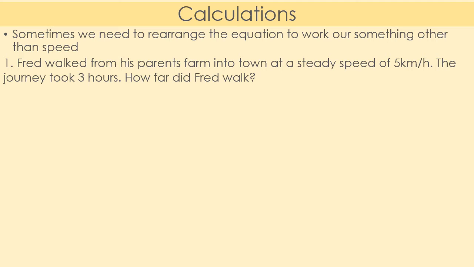Now sometimes we need to work out something other than speed, so we need to rearrange our equation. So let's have a look at this first question here. Fred walked from his parents' farm into a town nearby at a steady speed. What's my speed there? I'm going to label that one. At 5 kilometers per hour. The journey took 3 hours. Well, that's my time. How far did Fred walk?